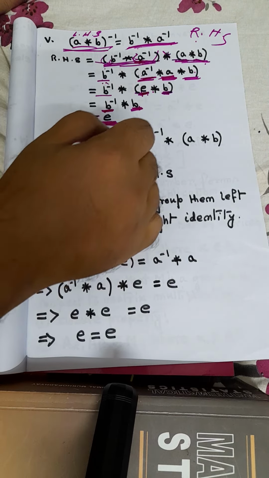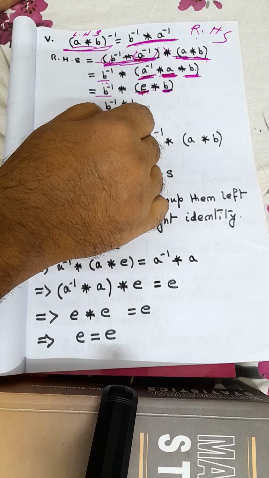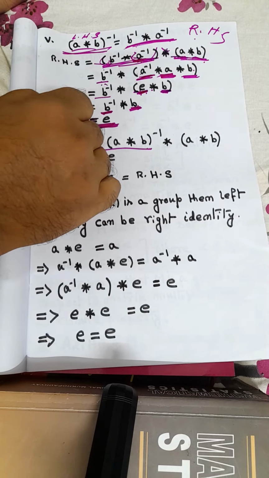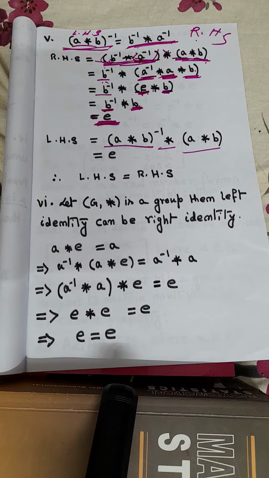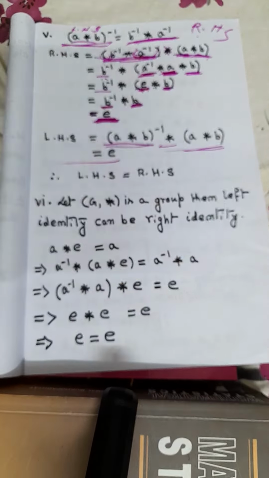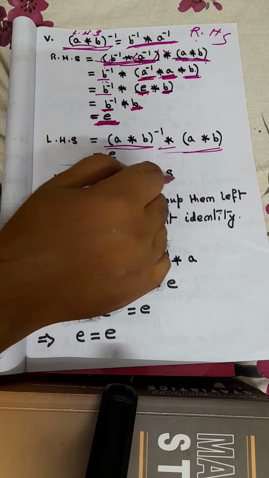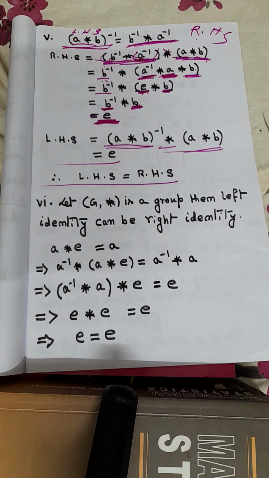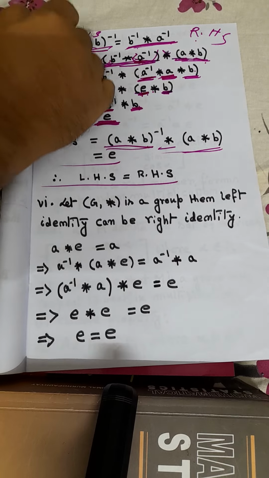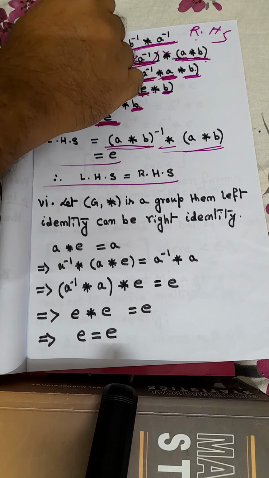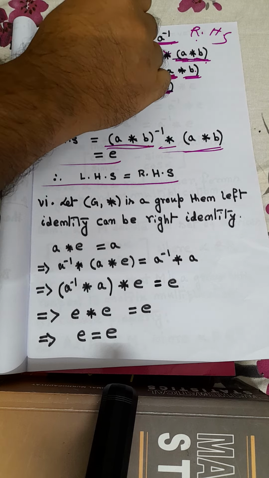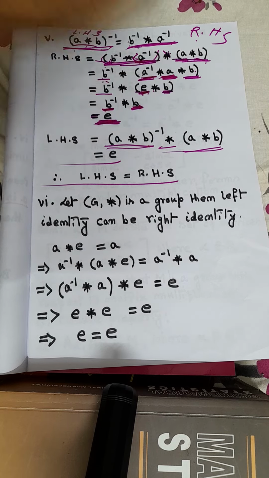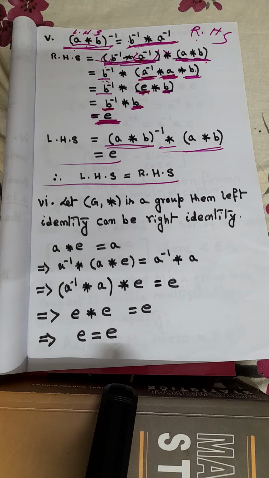Now do the same thing: (a binary operation b) whole inverse binary operation a binary operation b. What will we get? e, the identity element. Correct? This is as per the property of inverse. So we can say LHS equals RHS. So (a binary operation b) whole to the power inverse equals b inverse binary operation a inverse.